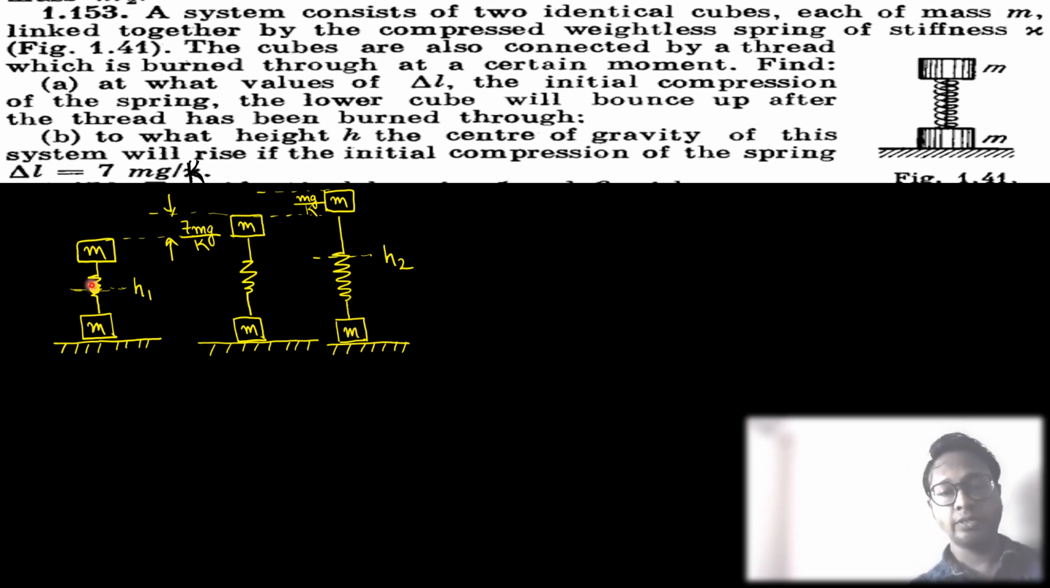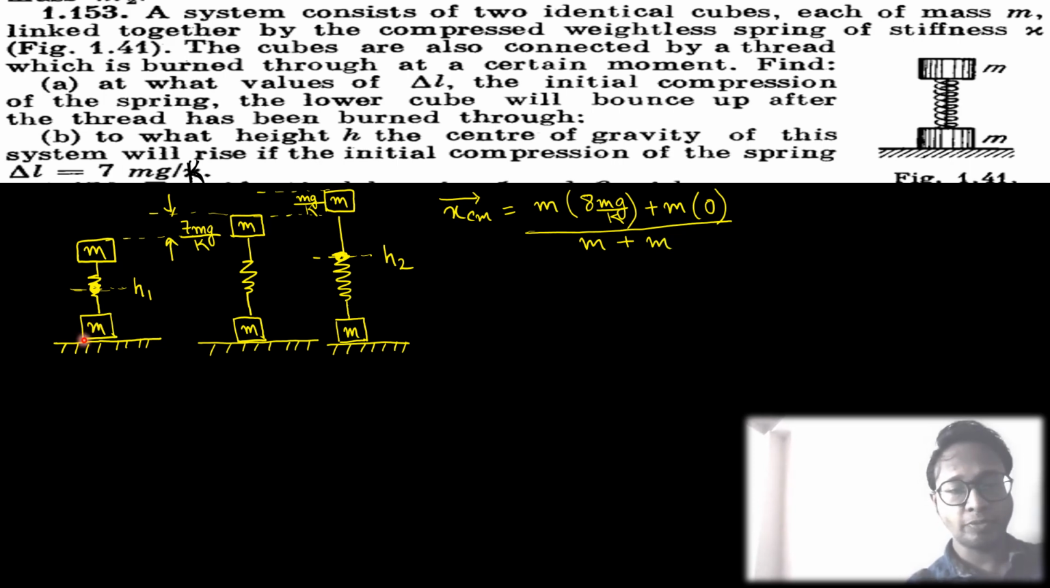Understood? So the first thing is, this was the center of mass when the spring was completely compressed, and this was the center of mass when the lower block has just left the ground. Let's find out the difference h2 minus h1. h2 minus h1 means, see, how much has this block traveled? 7 mg by k to the natural position and mg by k. So the total distance traveled in height by this mass is 8 mg by k.